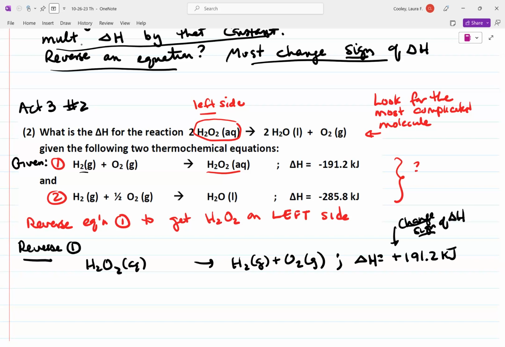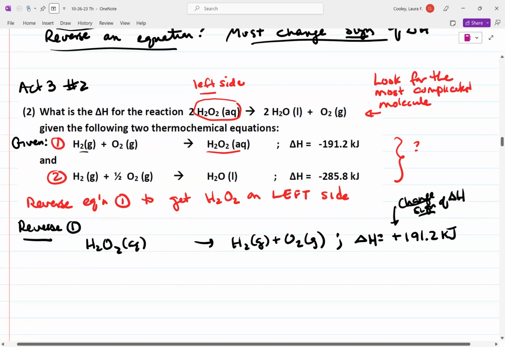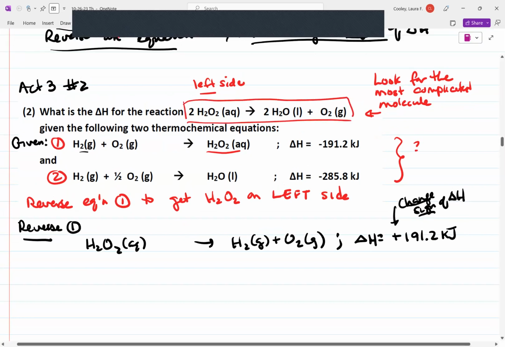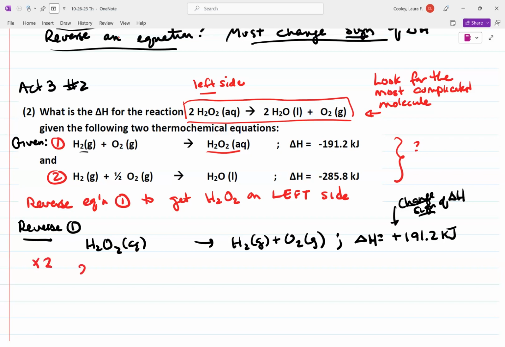That goes together. All right, now are we all good on the H2O2? Look at the equation that we want, the top one up here. How many H2O2s are there? So what do I have to do to get 2 H2O2s on the left? Multiply by 2. So now I'm going to multiply that by 2: 2 H2O2 goes to 2 H2 plus O2. Now, what is the delta H for that reaction? What do I have to do to the delta H? I have to multiply it by 2.